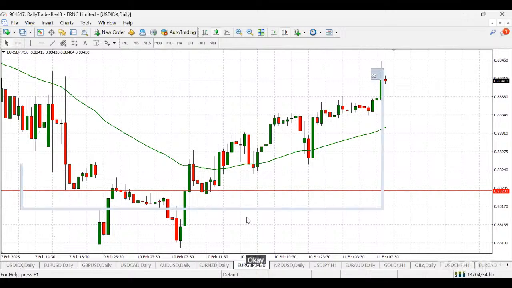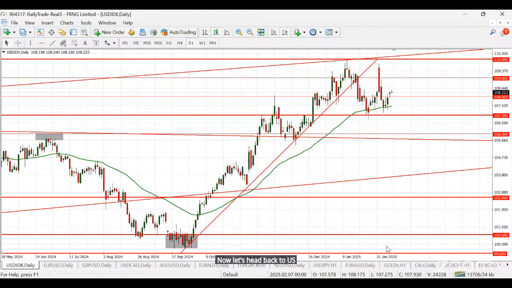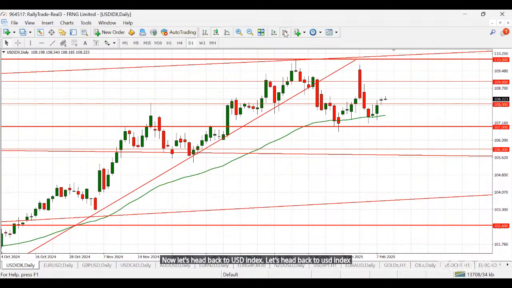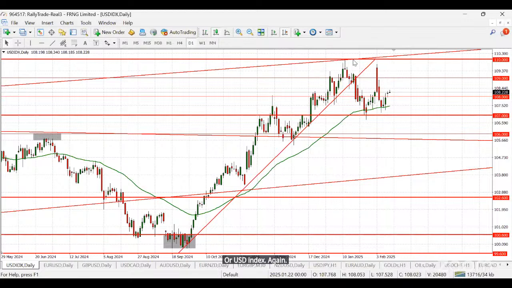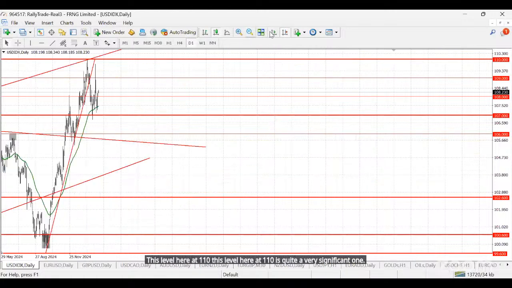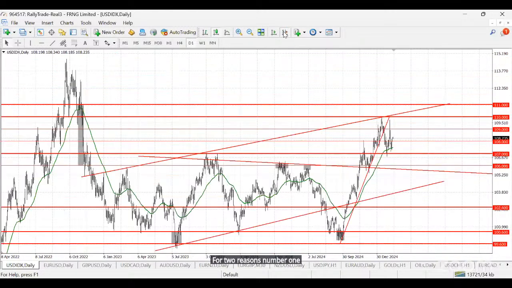Now let's head back to USD index. All right. So this is one that we've always had our eyes on for USD index. Again, this level here at 110 is quite a very significant one for two reasons. Number one, I've highlighted it multiple times because of this gap that we got here.